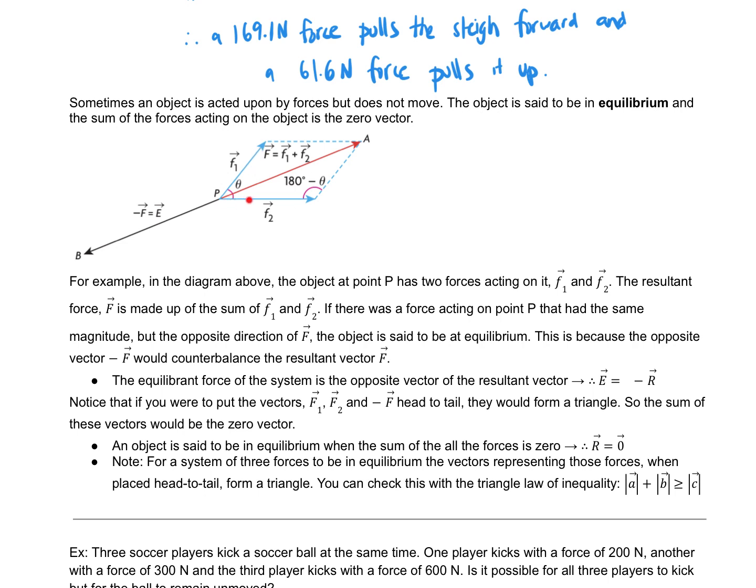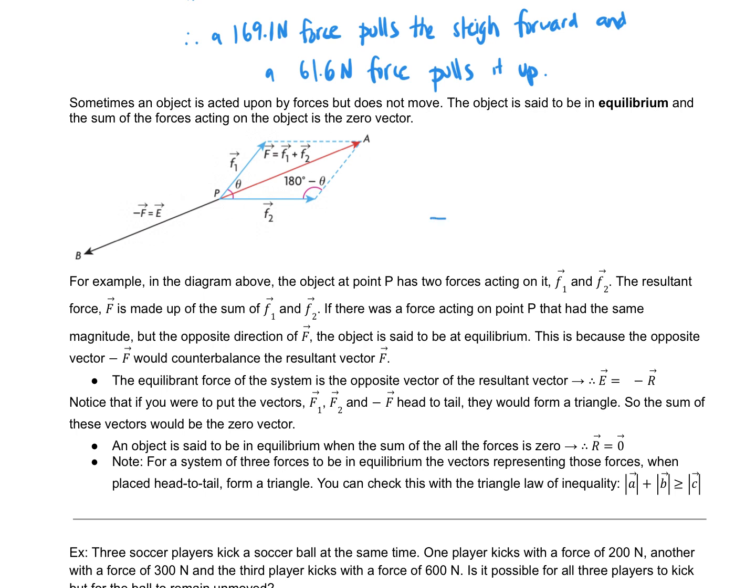I have two forces here that are acting on, let's say, point P. Let's say our object is there. The resultant force would be this force right here, from P to A. If, however, there had been a third force acting on this object going in the opposite direction of this resultant, so right over here, same magnitude, just in the opposite direction, then these three forces, F1, F2, and this negative F, or this equilibriant force, they would add up to 0.